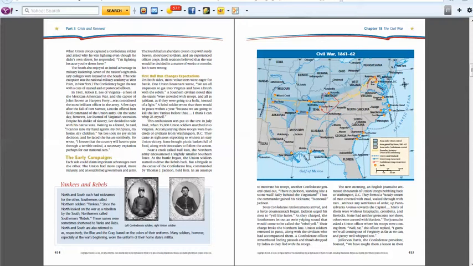So it was very, very important to them, and they did have the home advantage in most of the battles that occurred in the war. Most of the battles in the Civil War occurred in the South.